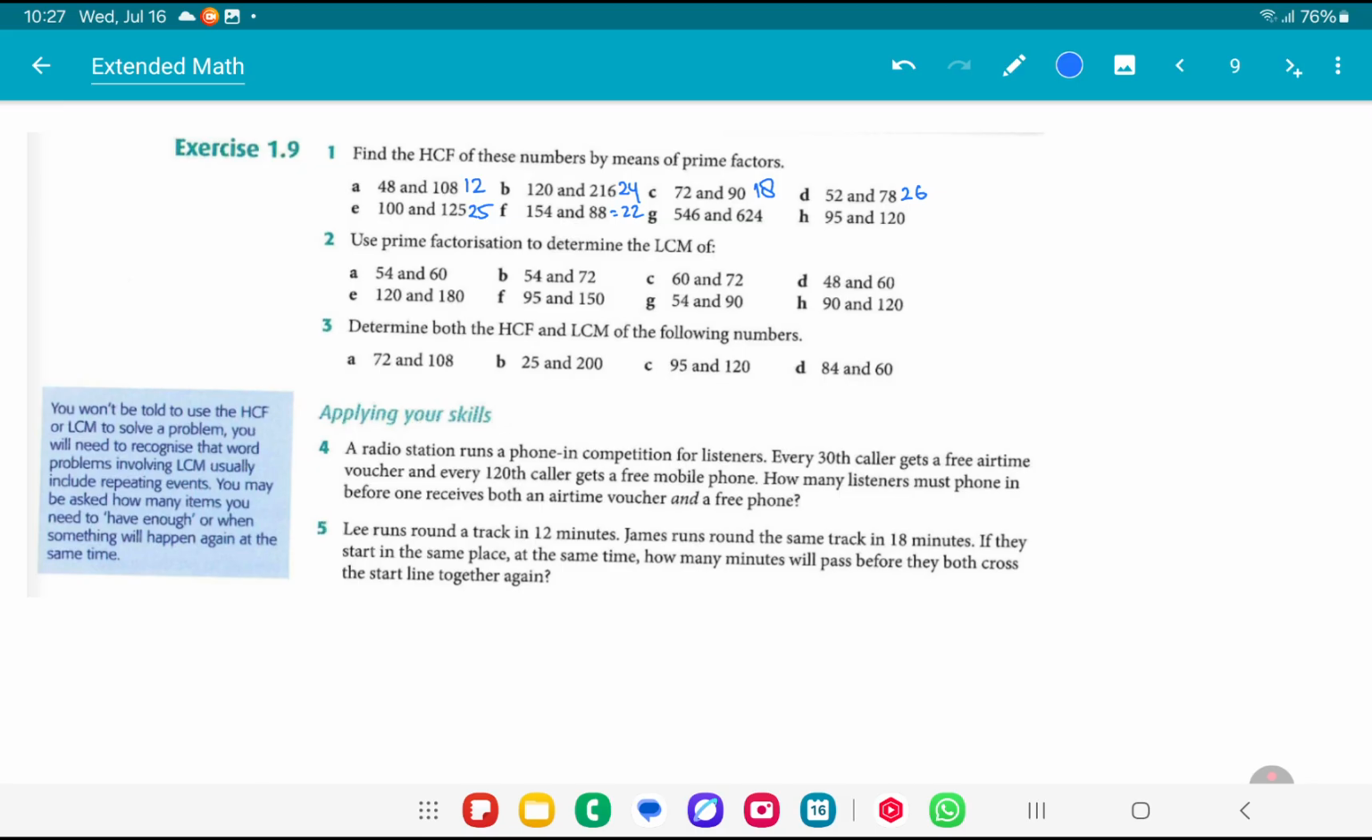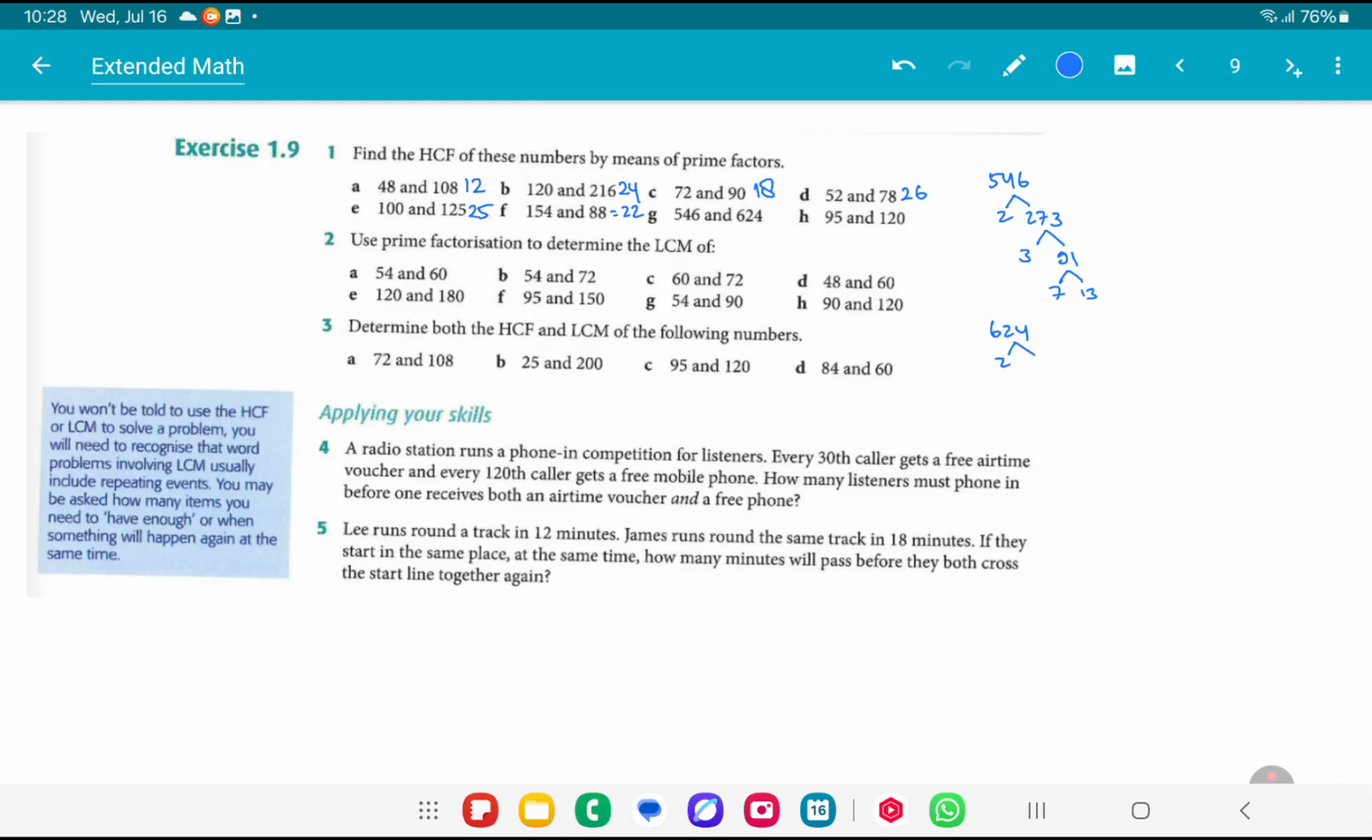Next, we get 546. We begin with division by 2. 273, and then we divide by 3. 91, and then by 7, we get 13.